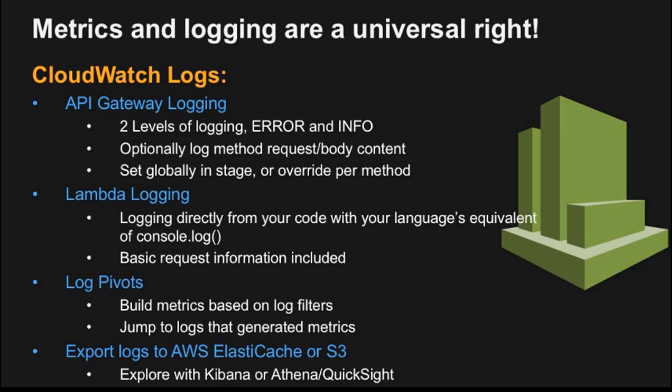So there is several support for CloudWatch logs. There's a distinction for logs for error and info, so that way you can actually focus on the error information. And optionally, you can get the log method request or body content as well. And Lambda-specific logging, you can do console.log and add a lot of logging information that can be available using CloudWatch logs. So when you're executing a Lambda function, you can have CloudWatch logs show all your log information as it executes your code.